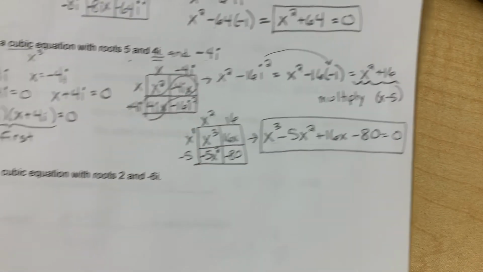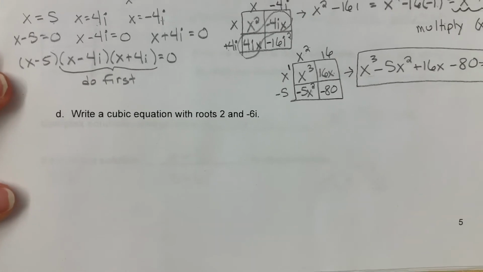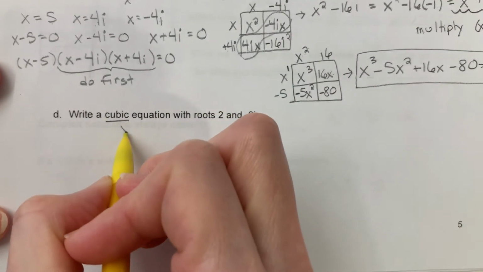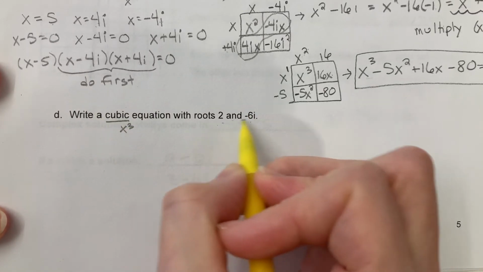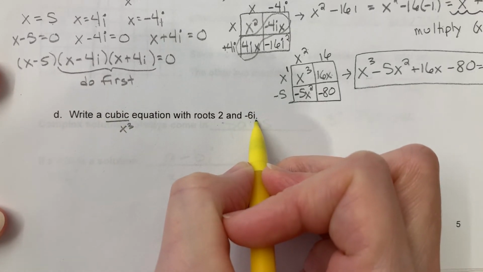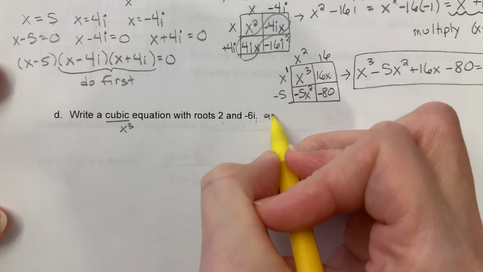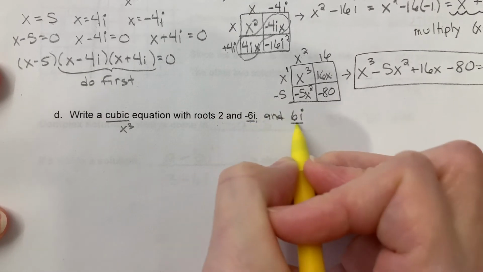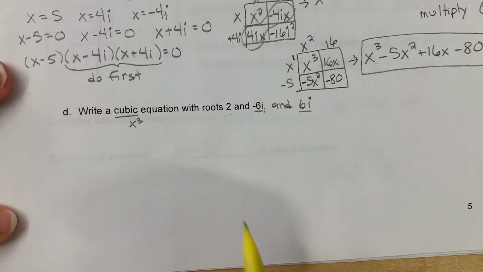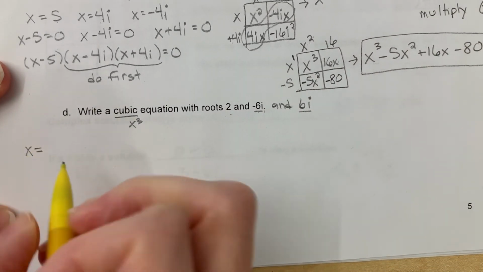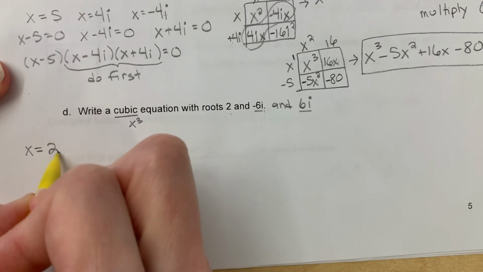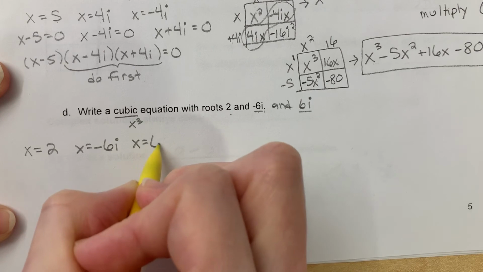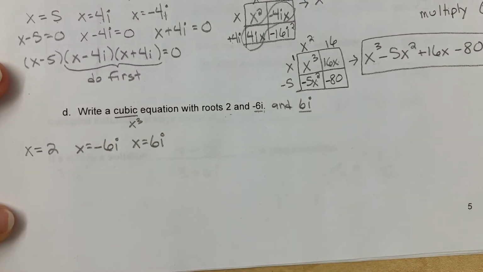Let's try one more. Last one, getting to the end of 4-6. All right, so I'm writing a cubic, an x to the third, but hey, if it's an x to the third, why do I only have 2 solutions here? Because I gotta add the partner. If I have negative 6i, I have to have positive 6i. So my solutions are x equals 2, x equals negative 6i, and x equals positive 6i. Have to come in pairs.